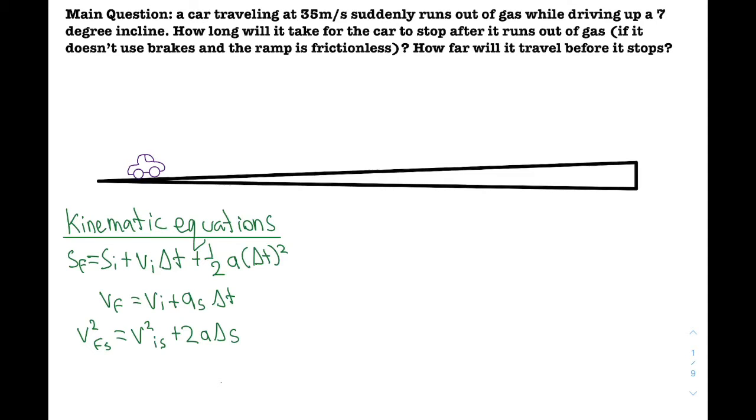So the main question is, a car traveling at 35 meters per second suddenly runs out of gas while driving up a 7-degree incline. We have to find how long it will take for the car to stop after it runs out of gas, and how far it will travel before it stops. So what we know currently about this problem is that up until the car runs out of gas, it is going at 35 meters per second. That's going to be the initial velocity.